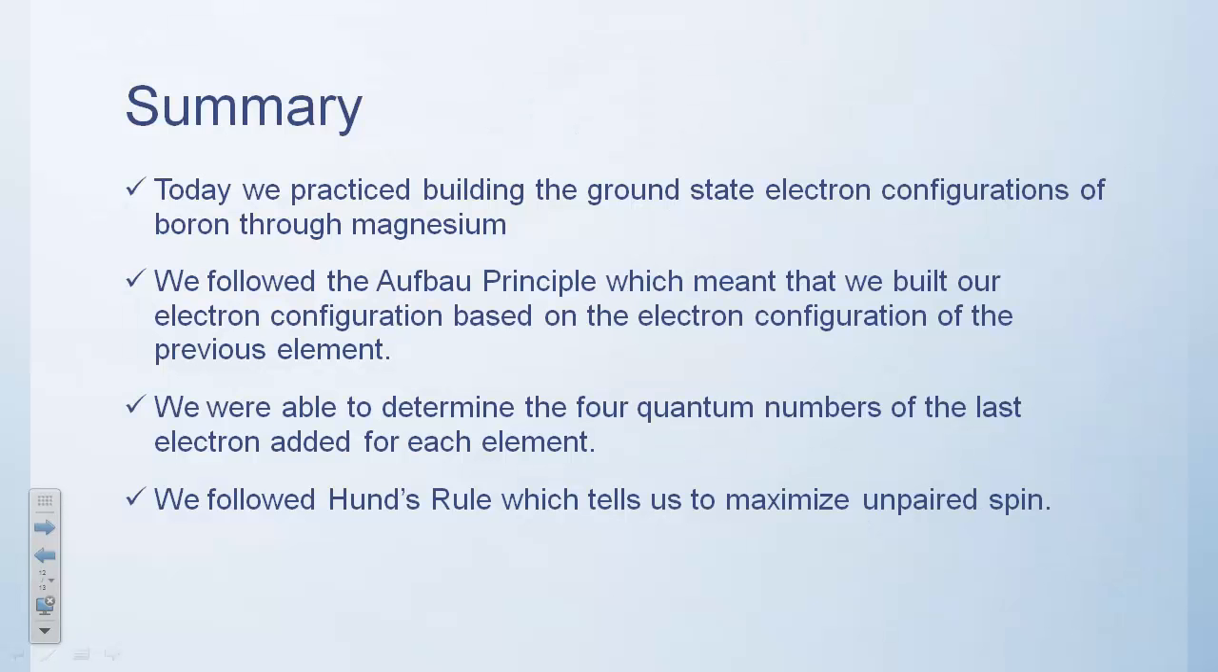Just by way of summary, we talked about the ground state electron configuration for boron through magnesium, again following the Aufbau principle. And let me emphasize, we're talking about the ground state electron configuration. There's nothing to say that you cannot add some energy to a system and promote an electron from the 1s, say, to the 2p, but that is an excitation, and that's not what we're talking about in this video. We're talking about ground state electron configurations.